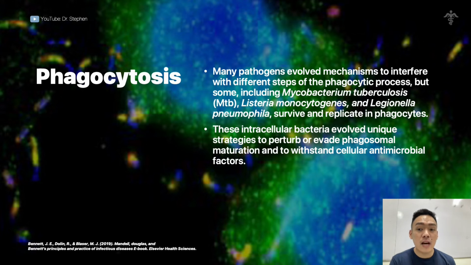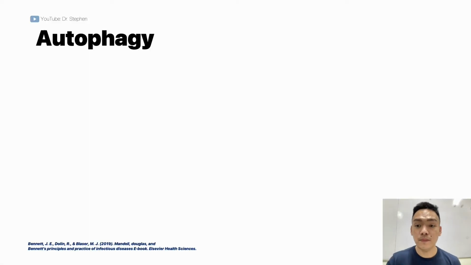Many pathogens have evolved to interfere with different steps of the phagocytic process, but some, including Mycobacterium tuberculosis, Listeria monocytogenes, and Legionella pneumophila, will survive and replicate in phagocytes. And these intracellular bacteria evolve unique strategies to perturb or evade phagosomal maturation and to withstand cellular antimicrobial factors.